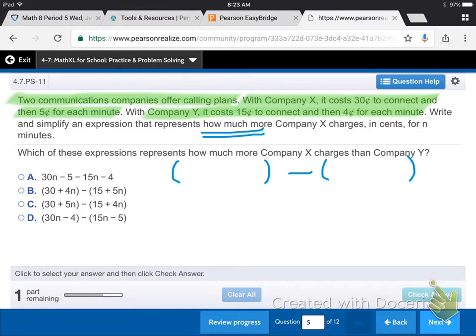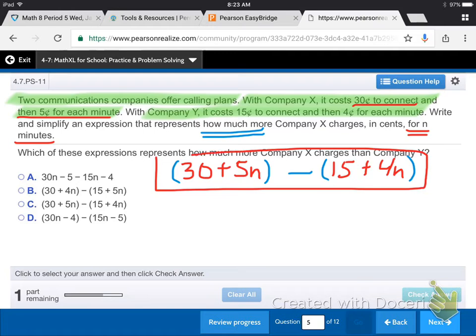We're going to write it in those first parentheses. And Company X, remember, it was 30 cents to connect and 5 cents for each minute. And minutes are in n minutes, right? So the variable's n. It's 30 cents to connect plus 5 cents for each minute. And Company Y is 15 cents to connect plus 4 cents per minute. Okay, there's our expression. We are looking for this in the answer choices. Do you see where it is?